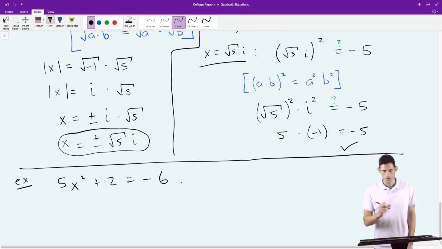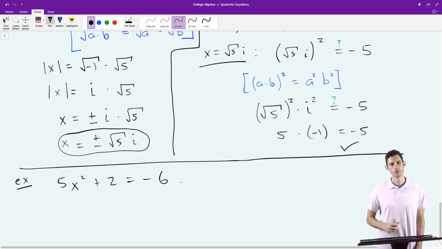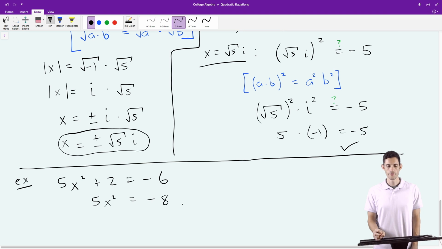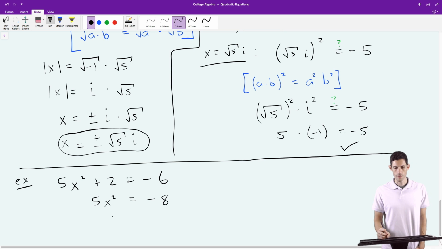Okay, so I want to get x by itself. So what do I need to do first? I need to get rid of that 2. So I'm going to subtract 2 from both sides, and get -8. Now I need to get rid of that 5. So when I divide by 5, I get -8 over 5.